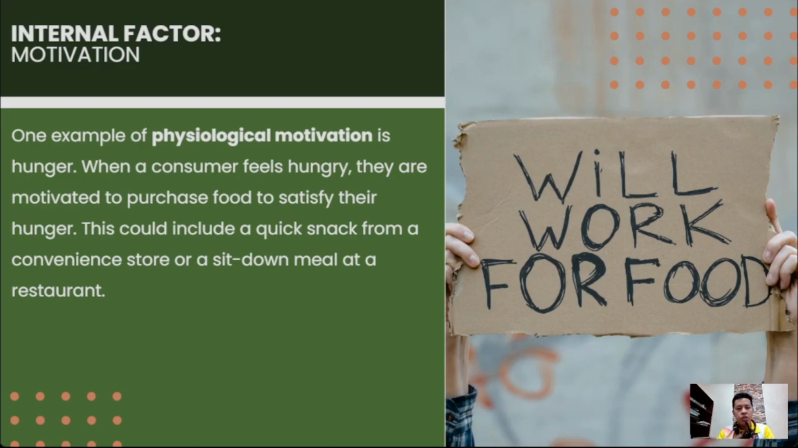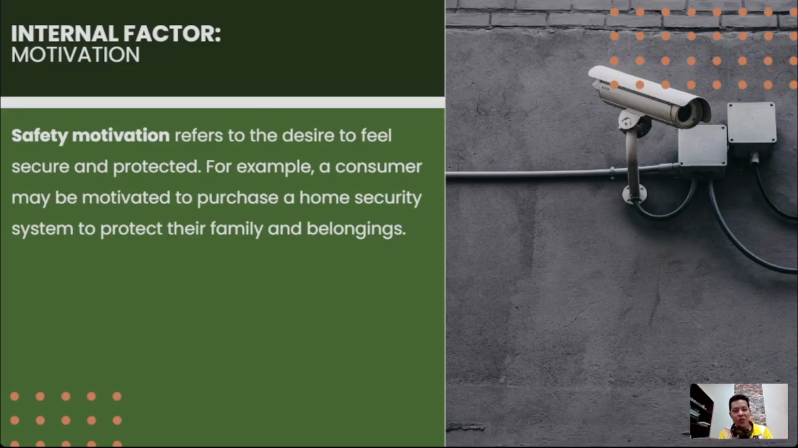And so, physiological motivation. Now, another motivation as an internal factor is safety motivation. This refers to the desire to feel secure and be protected. For example, a consumer or a customer may be motivated to purchase a home security system to protect their family and their belongings. So this can be a motivational factor by which a consumer or a customer may be motivated to purchase, especially if the customer fears for the security of his or her belongings and family.